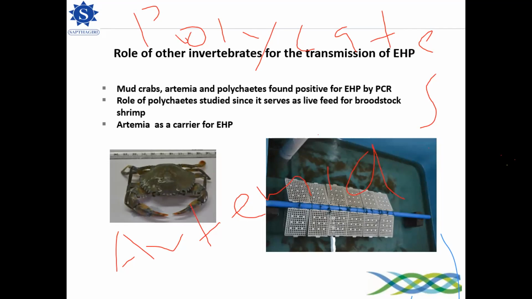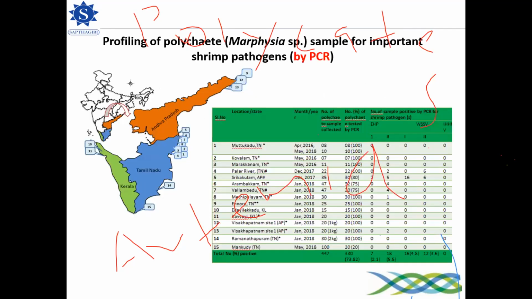But in the case of polychaetes, it's not a pure host, but it's a carrier for EHP. In the same case, Artemia also. This is a published paper conducted in India, where the polychaetes, the Marphysa, normally called mudworm, were screened to find out whether it is a carrier for EHP and other pathogens.